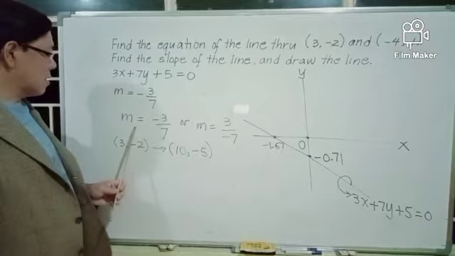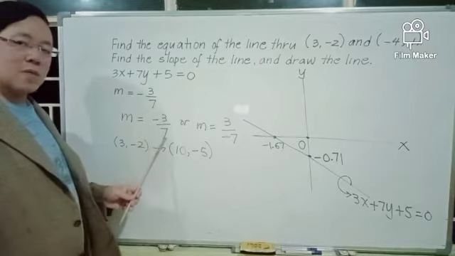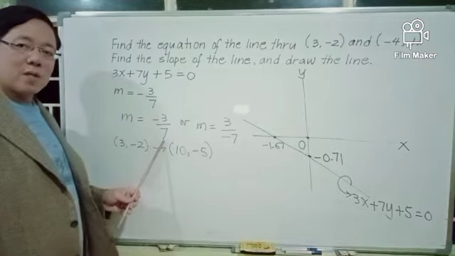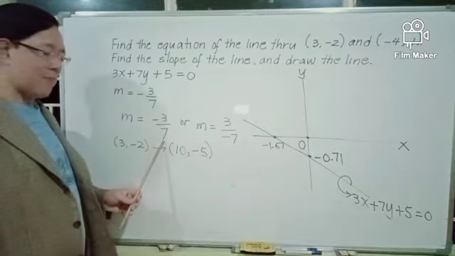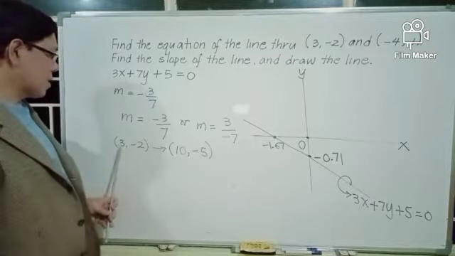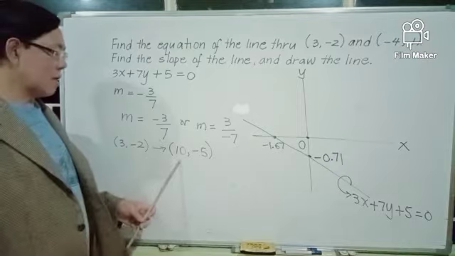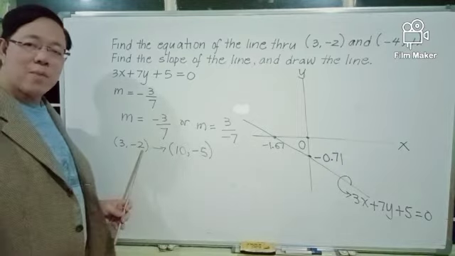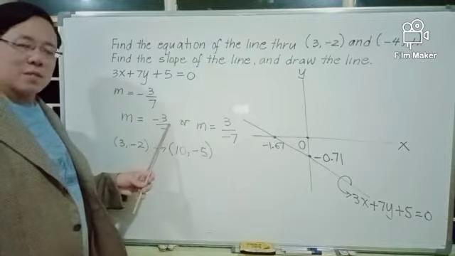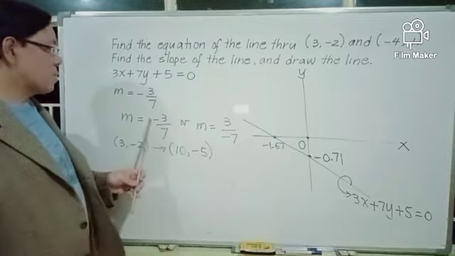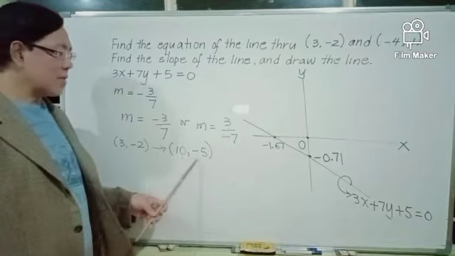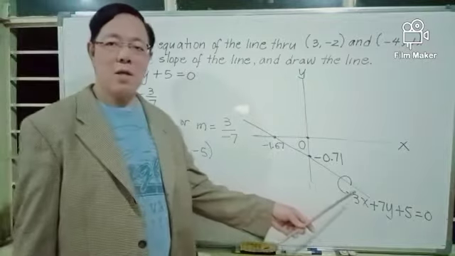Again, the slope m equals negative 3 over 7 means that if the value of x increases by 7 units from 3 to 10, obtained by adding 7 to 3, the value of the y coordinate will decrease by 3 units. We have negative 2 minus 3 equals negative 5. This point 10, negative 5 is also a point on the line.